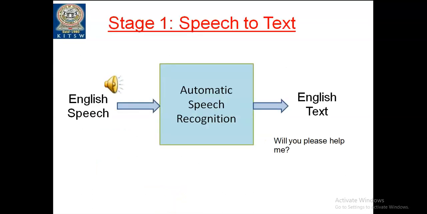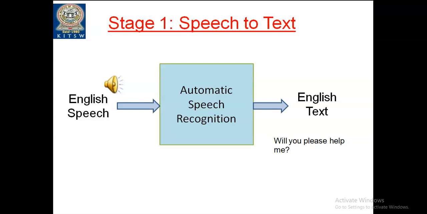Now, so this is a stage. The first stage, the speech to text converter, converts the input speech into corresponding text. For example, the input speech "Will you please help me?" is recognized by the automatic speech recognition system and text is produced for it. So this is the sentence I have taken: "Will you please help me?"